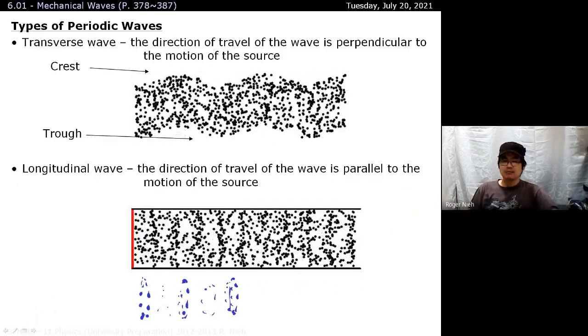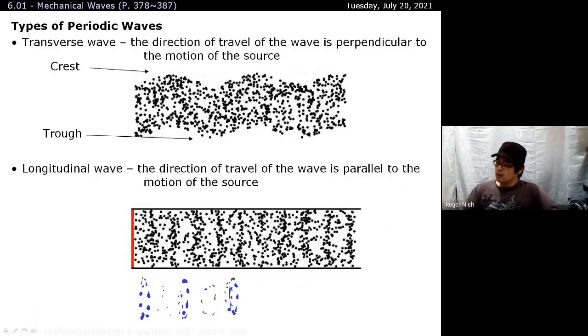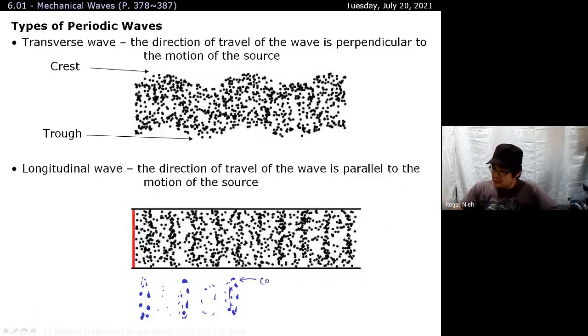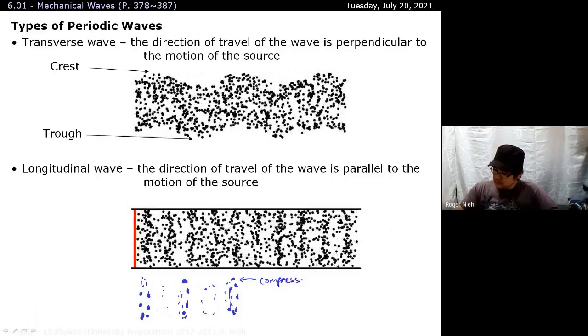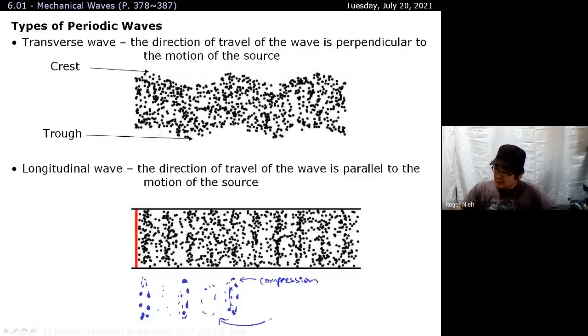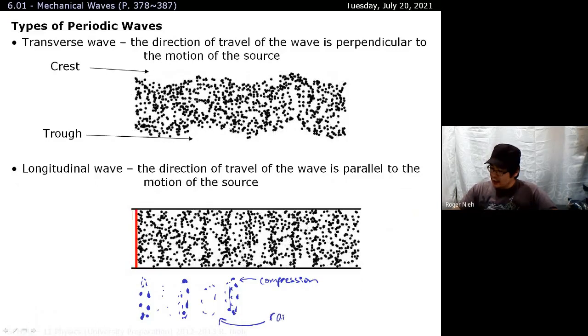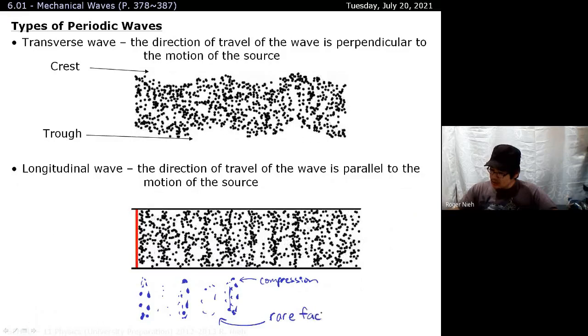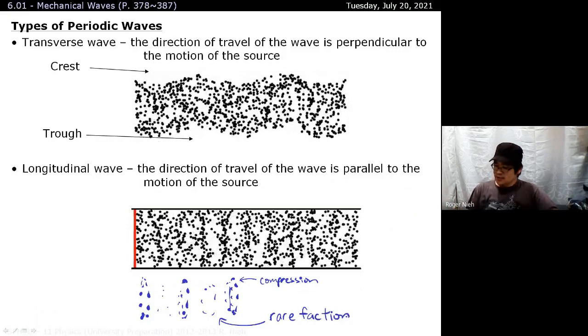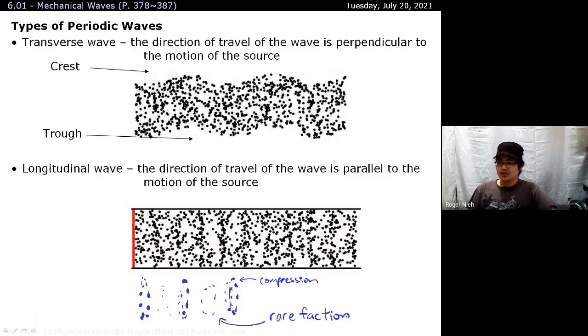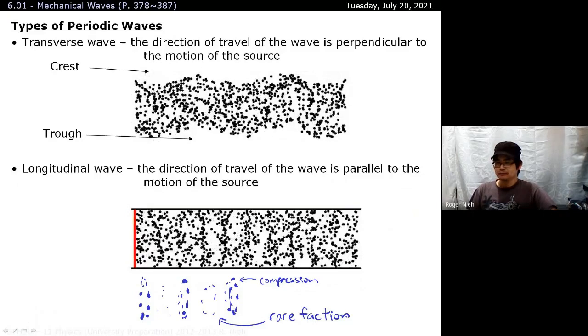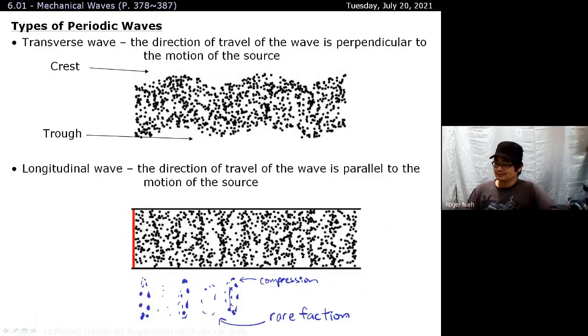And yes, there's a name for these regions. The regions where all the gas particles are squished with each other is known as a region of compression. And the regions where there's a void of gas particles, just make sure you spell this out correctly, is known as a rarefaction. Some people accidentally write it down as "rarefraction." No, it's rarefaction. There are no fractions here.